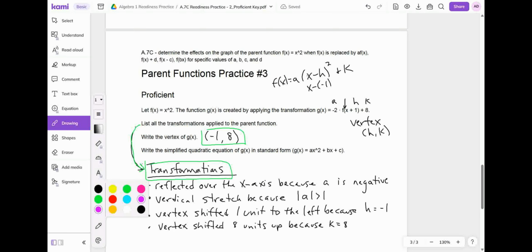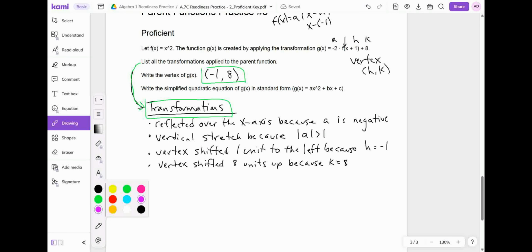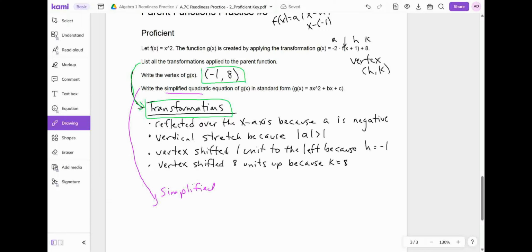Okay, so I'm going to do that. Let's do that down here. Give ourselves a little bit of room. Simplified. Okay, so let's do simplified right here. So what do we have? We've got -2. All right, we can say g of x equals -2. And then we've got this f of x plus 1. But what is f of x? f of x is x squared. Okay, so what I'm going to do is I'm just going to make this x plus 1 squared plus 8. So I'm just going to kind of take that f of x out, and now I'm just looking at g of x.